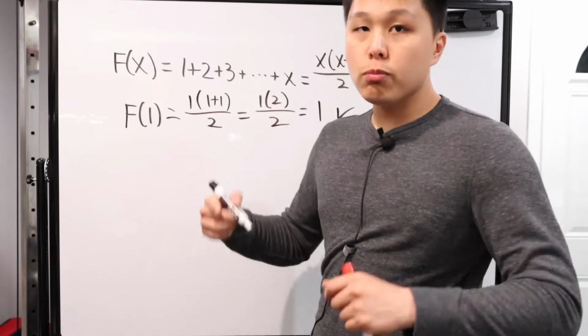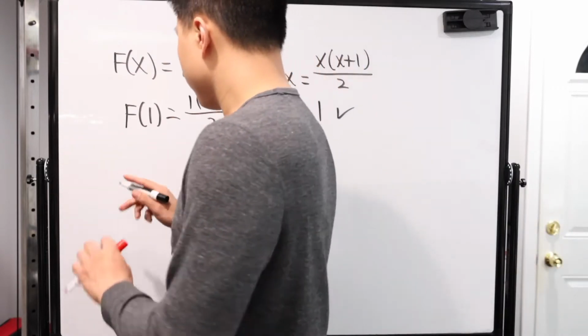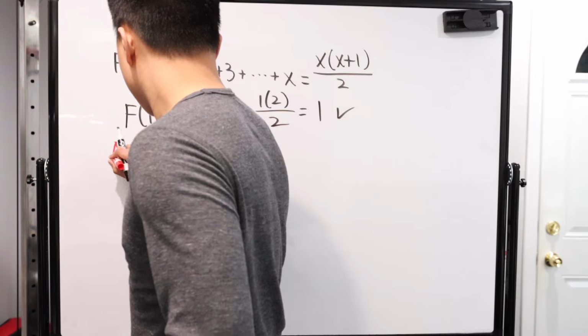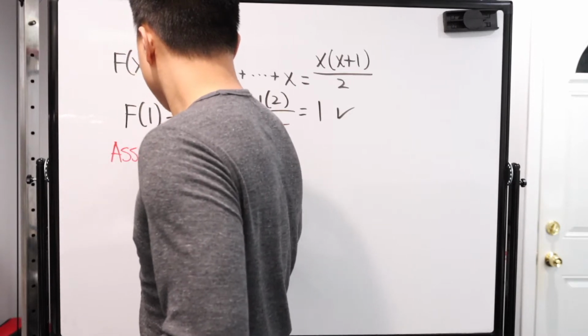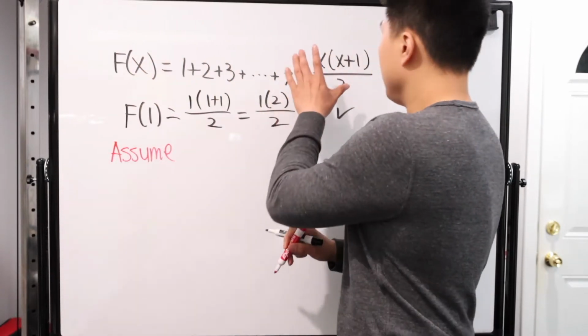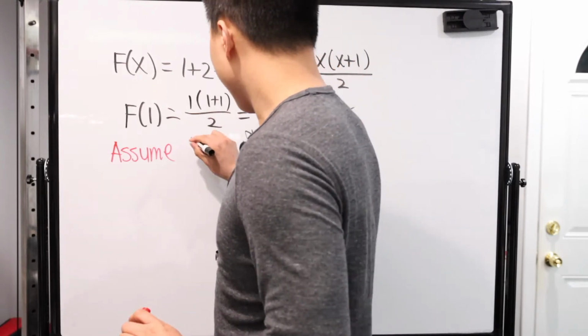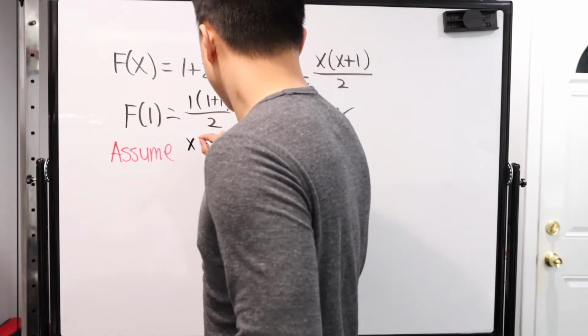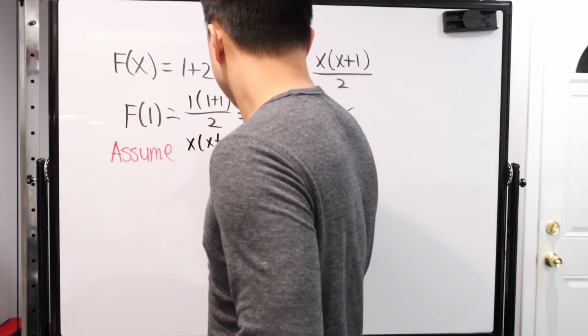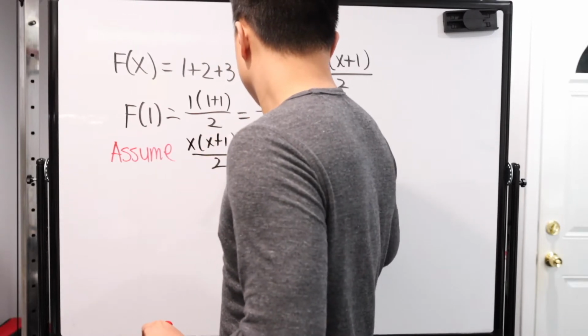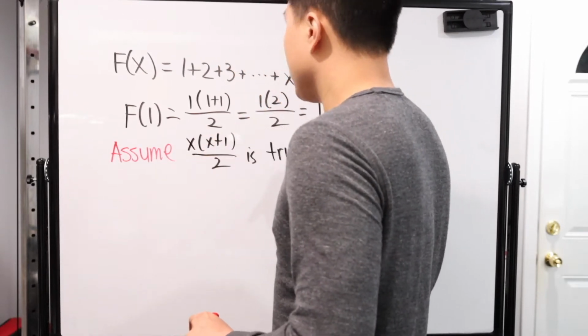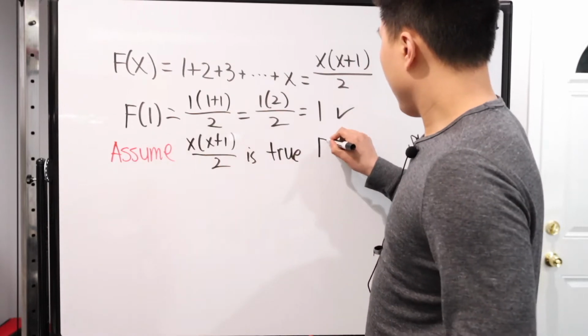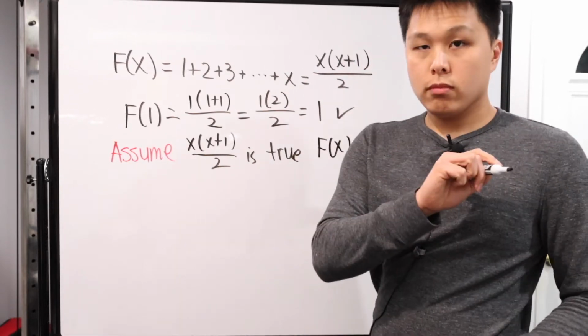Now, what we're going to assume generally, I'm just going to make it here so you can see it, assume in bright red, that this statement is true. And this is the weird part. We're going to assume x times (x plus 1) over 2 is true for a generalized f of x. Okay?